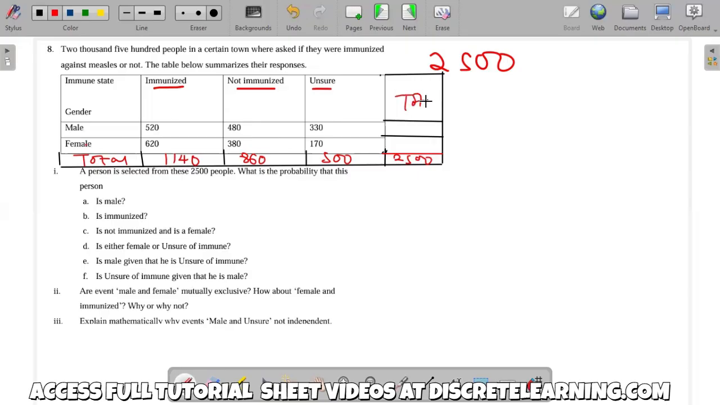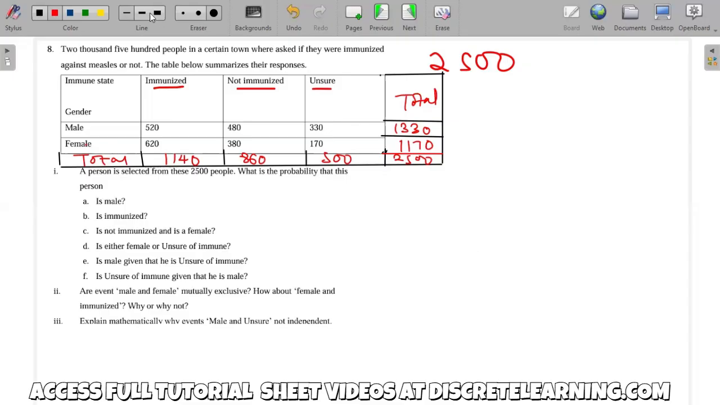Even here you put total again, and then you'll be adding in this direction. So I add 520 plus 480 plus 330, and I'm going to get 1,330. Then in this row, 620 plus 380 plus 170, I'm going to get 1,170. If I add those two numbers, I'm also getting 2,500, so I'm good to go. The first thing is always to complete the table, the way I've done, and then you start answering the questions.